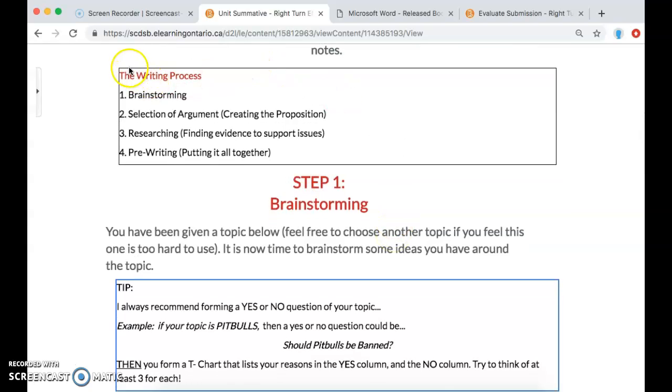So just a brief idea, the writing process is in these 4 steps. You always want to start with brainstorming first, which means once you identify a topic, you want to think of some ideas of what your opinions are on that topic and what you're thinking about it. The next step is the selection of the argument. So basically, what are you trying to say about this topic? What is the point that you're trying to make, and what are you trying to convince people of? Remember, you're expressing an opinion. Researching, so this is finding evidence to support your issues. Like I said, it doesn't all have to be factual evidence by experts, but a little bit of that can help. And then the last part is the pre-writing, which is putting it all together.